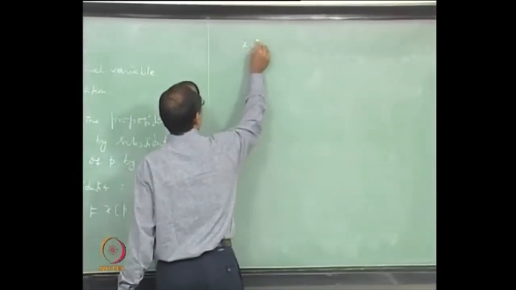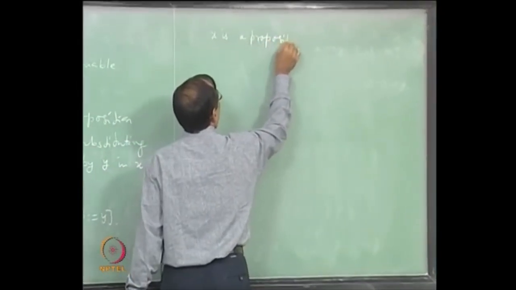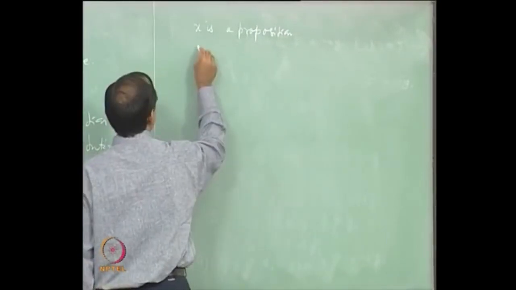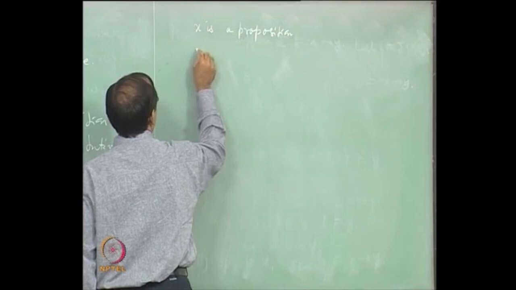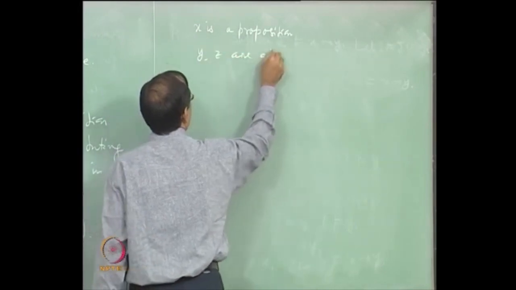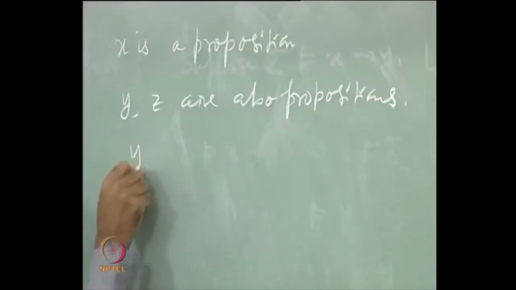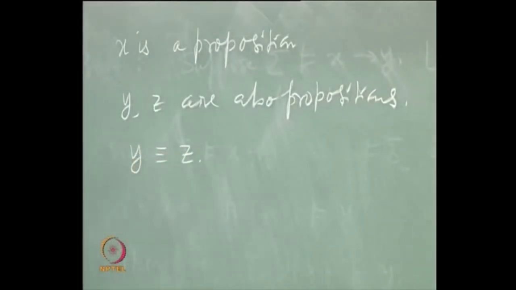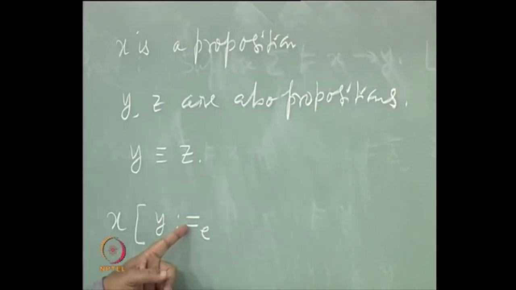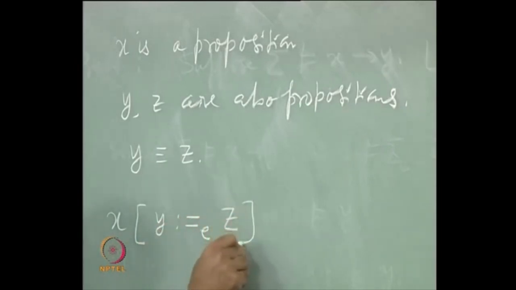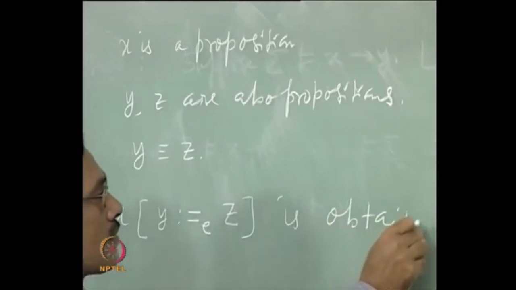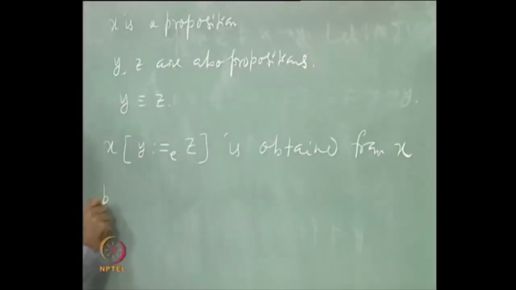So, suppose x is a proposition. Well, we can take some more. See, y and z are also propositions. And say y is equivalent to z. We are concerned with equivalences now. Now denote by x, where y is substituted equivalently, so we give a subscript e for that symbol, equal to z. So this is obtained from x by replacing.